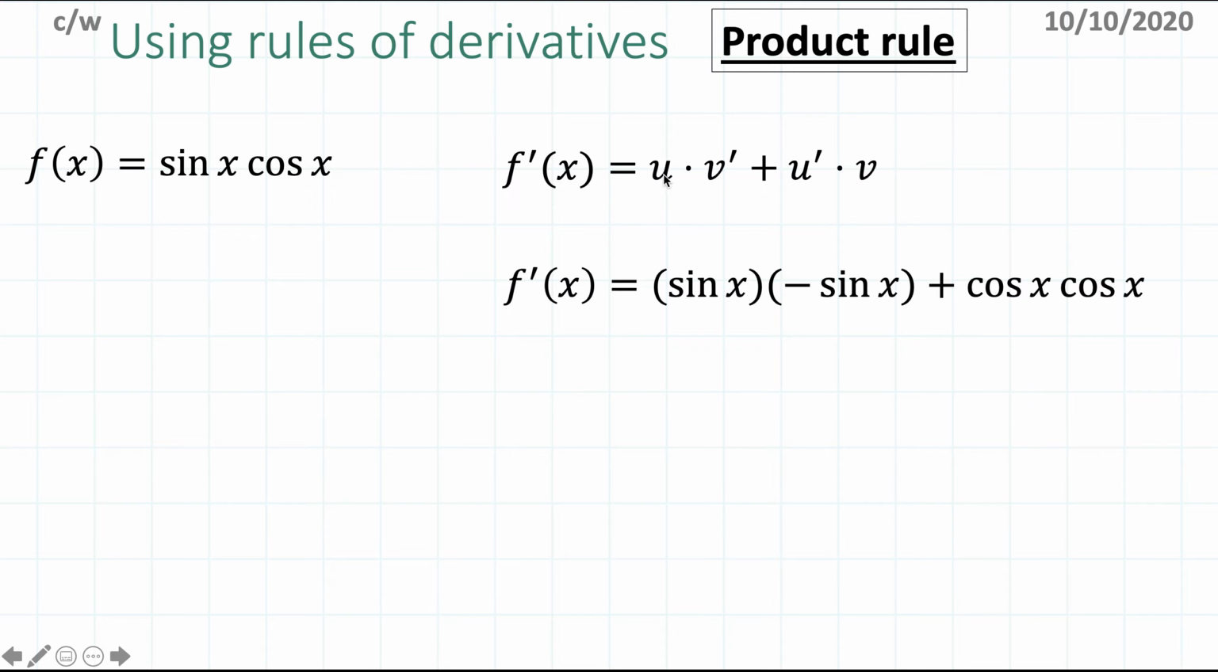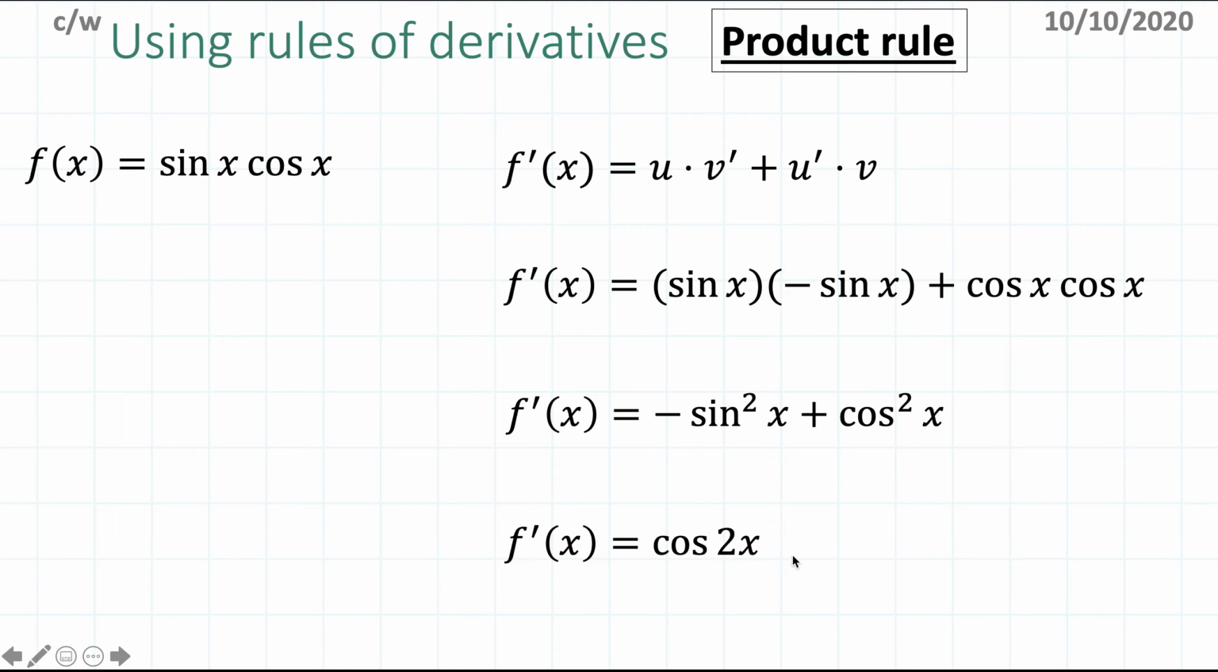So the original, which is sine x, times the derivative of the second function, which is negative sine x, so I'm putting everything in brackets, and then the derivative of the first function, which is cos x, times the second function, which is cos x. And then I just simplify these. So the first is going to be negative sine squared x, and the second is going to be cos squared x. And then again, using some of the trig ratios, this is going to simplify to cos 2x.